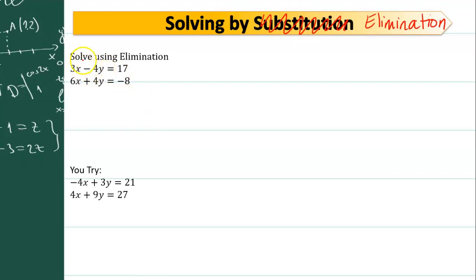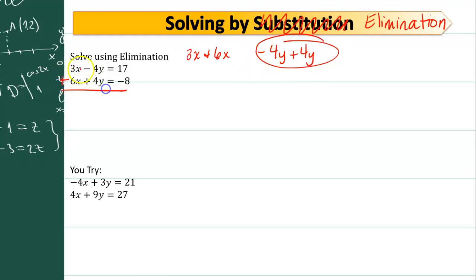All right, so I want to take a look at this. Remember, we're looking at our matching variables. So these are already in standard form. We've got an x, a y, and a constant. An x, a y, and a constant. So now we've got 3x and 6x. These are not opposite coefficients. They're definitely not opposite signs, and the numbers aren't the same. We've got -4y and +4y. There we go. That's our winner. That's what's going to eliminate when I add.